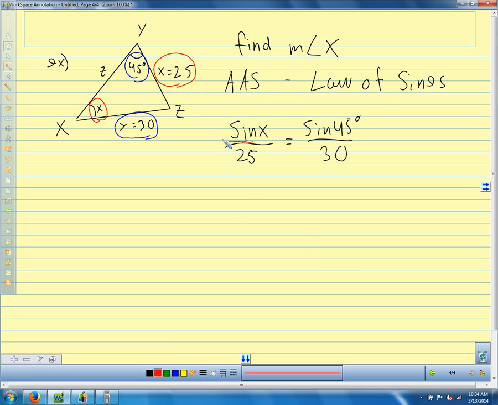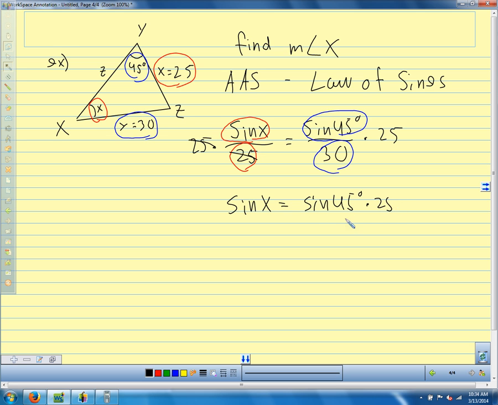So I've got my red pieces of the triangle in a fraction there, and then I have my blue pieces of the triangle in a fraction there. So to solve this, I want to get the sine of x by itself. I'm trying to find angle x. So I multiply both sides by 25. Those cancel. 25 divided by 25 is 1. So I get sine x equals sine of 45 degrees times 25 divided by 30.